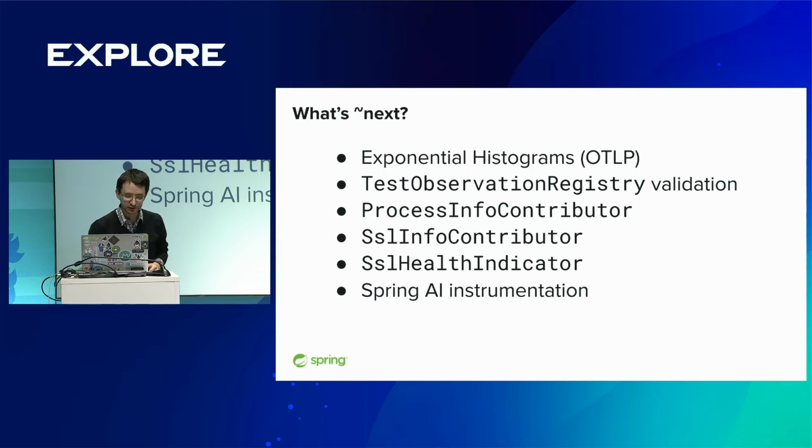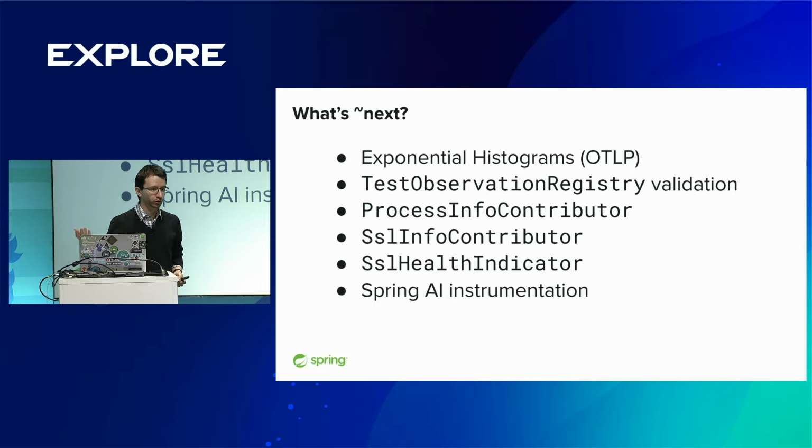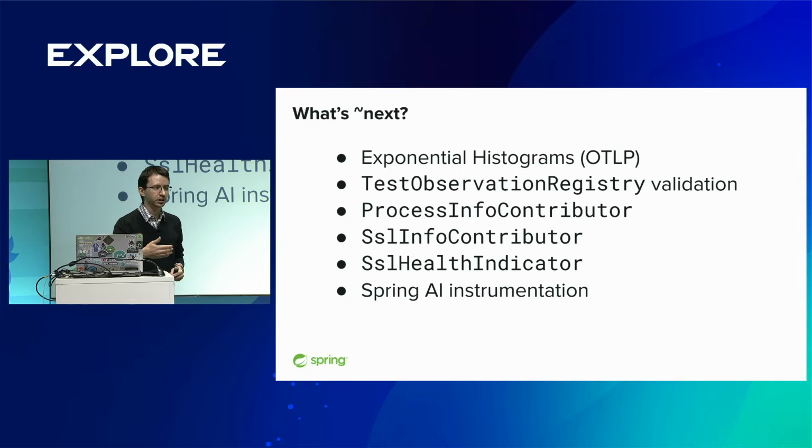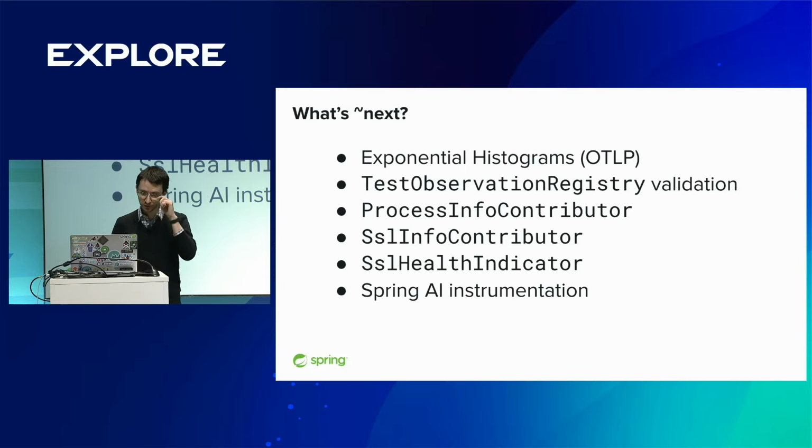In Boot, we added 3 new components. The first one is the process info contributor, which will give you process related information. For example, who is the owner of the process? What's the process ID? What is the CPU count that the process can see, mostly through cgroups? And what is the memory that the process can utilize?